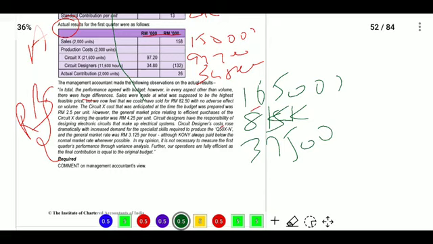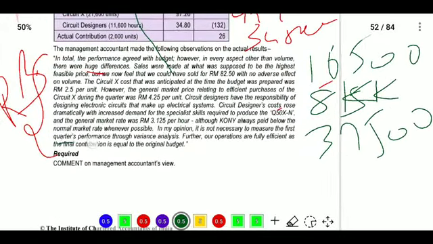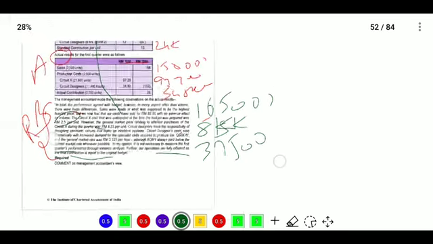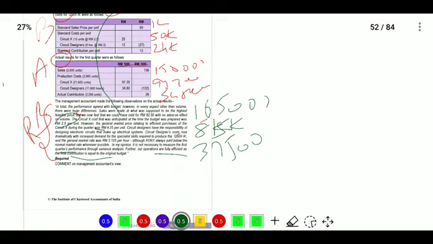Although Kony always paid below the normal market rate whenever possible, in my opinion it is not right to measure the first quarter performance through variance analysis. Further, our operations are fully efficient in the final contribution. Okay, now here they provided 4.25 and 2.5, it will not change. So the price variance for X will be 2.5 minus 4.25.